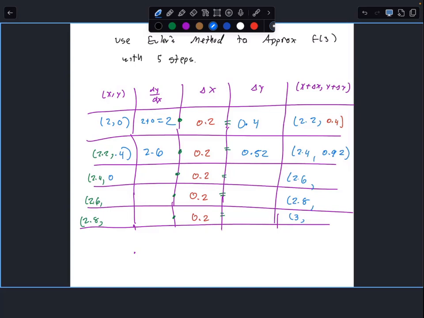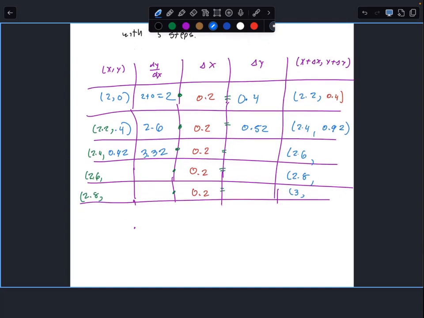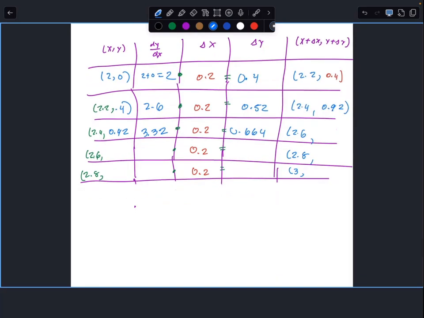All right, so now this is 0.92. Add these two numbers together because it's x plus y. That gives me 3.32. Multiplying that by 0.2 gives me 0.664. I'm just running through these values and the processes. Adding 0.92 plus 0.664 gives me 1.584. So now I'm at 1.584.